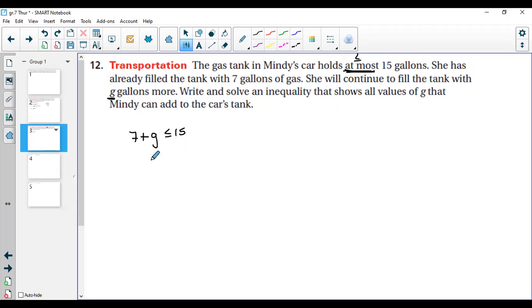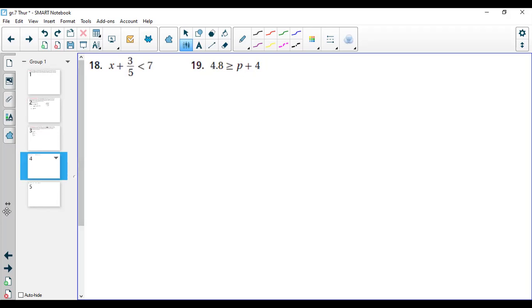So once you have written the inequality, now I'm 100% sure the solving is very easy for you. So G is going to be less than or equal to 8. Which means Mindy can fill another 8 gallons or less than 8 gallons for the tank. Right. Now, let's try out this question because it's a little bit different one.